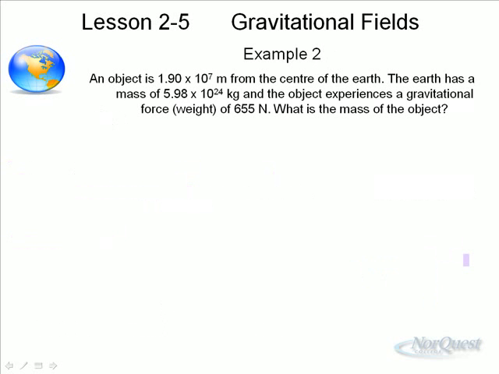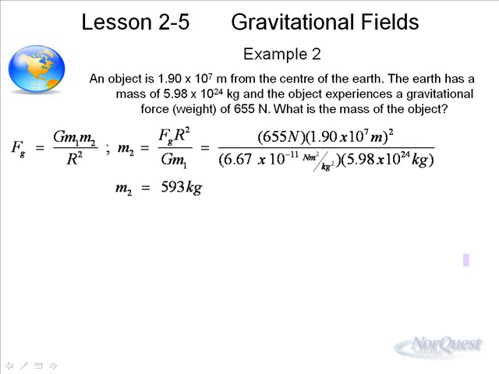Another example: an object is 1.9 times 10 to the 7 meters from the center of the Earth. The Earth has a mass of 5.98 times 10 to the 24, and the object experiences a weight or gravitational force of 655 newtons. What's the mass of the object? In this case, we're giving you the force of gravity, we're giving you m1, the mass of the Earth, and we're telling you how far r is, that is, how far the object is from the center of the Earth. What we're not giving you is m2.